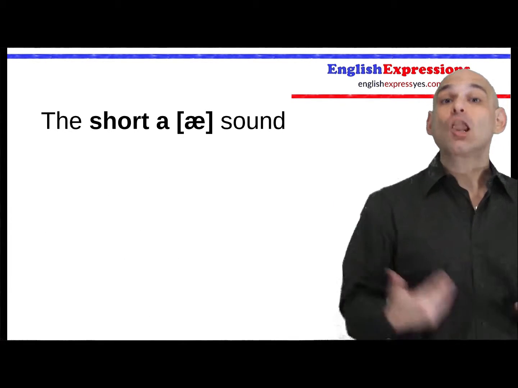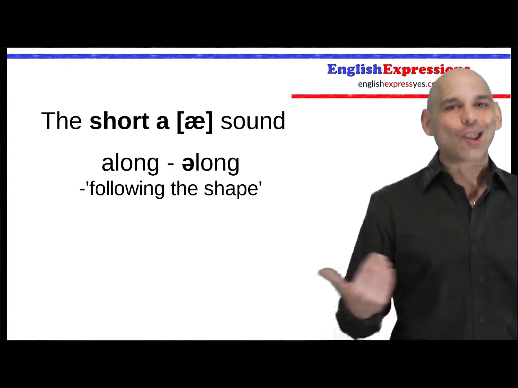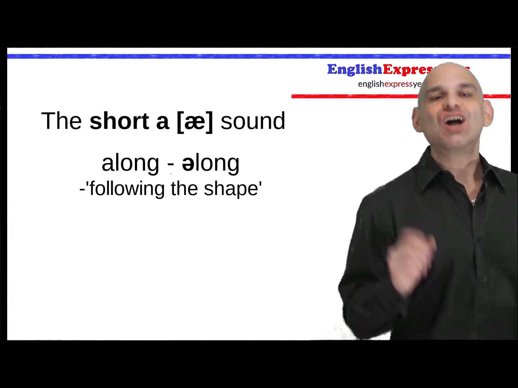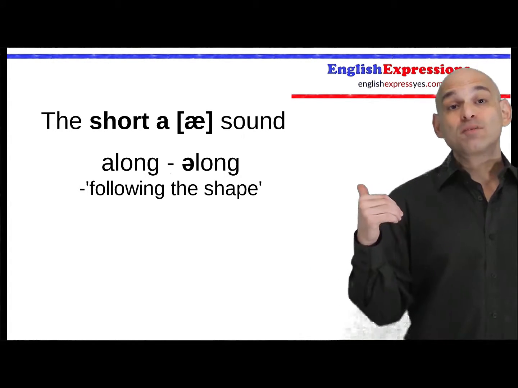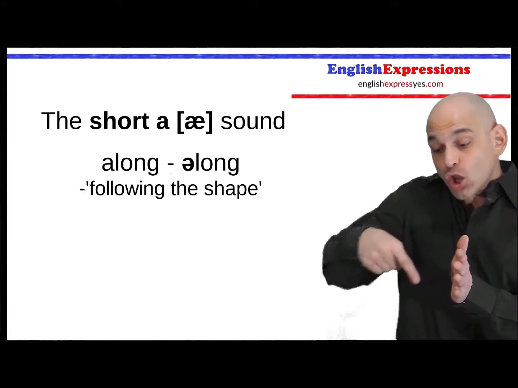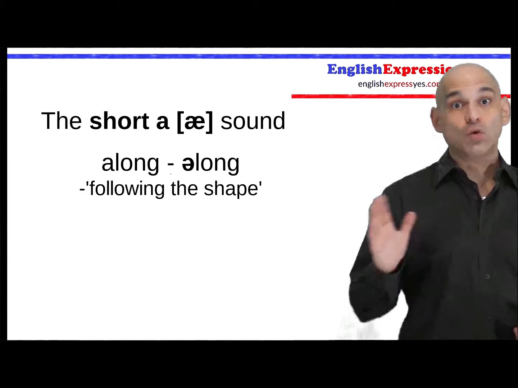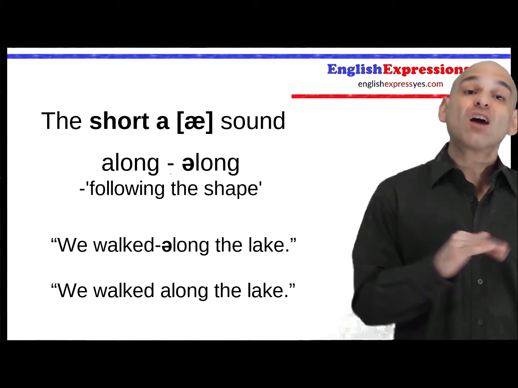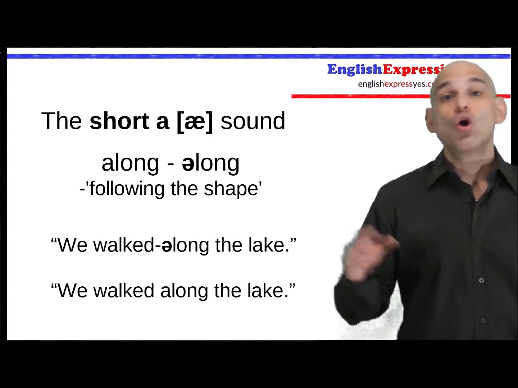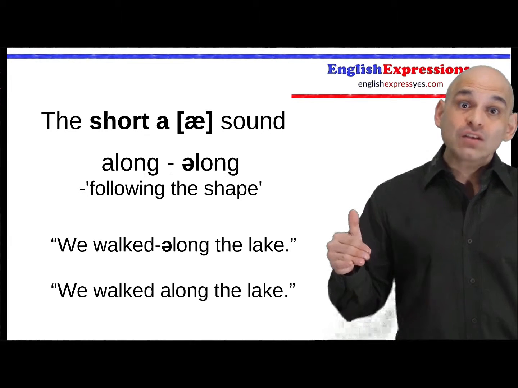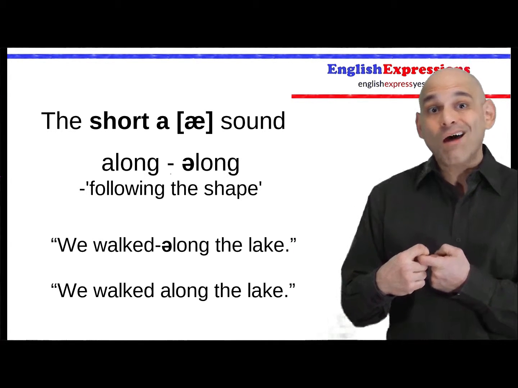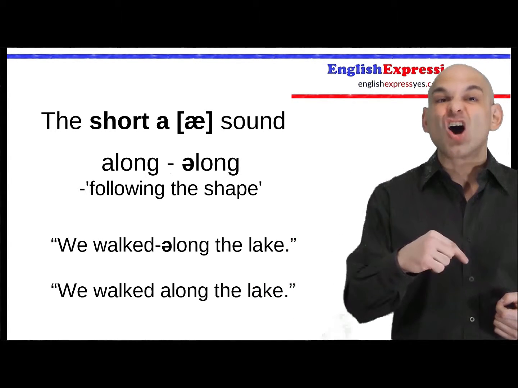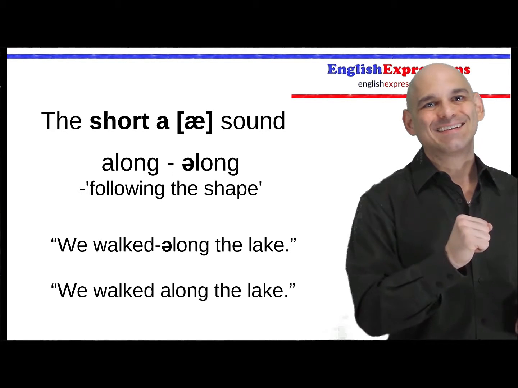We do this for along. But we don't say along. We say along. The preposition along means you follow the shape. We walked along the lake. No. We walked along the lake. Along. And notice how the D in walked links onto the schwa in along. We walked along. We walked along the lake.